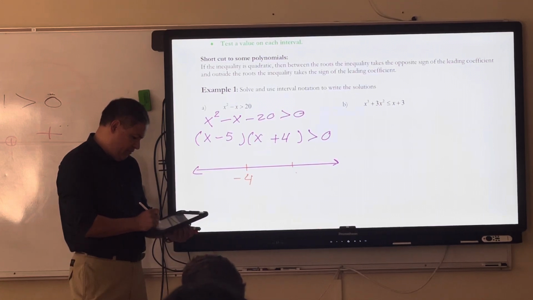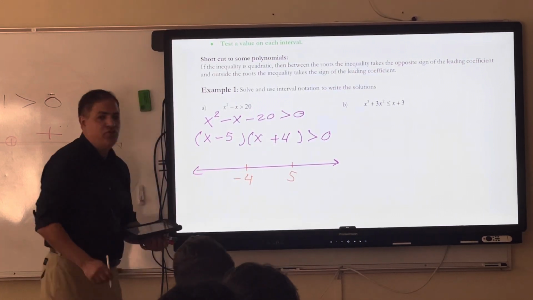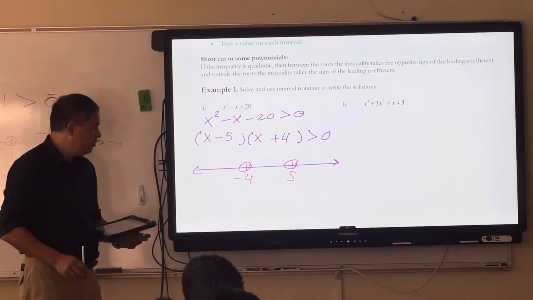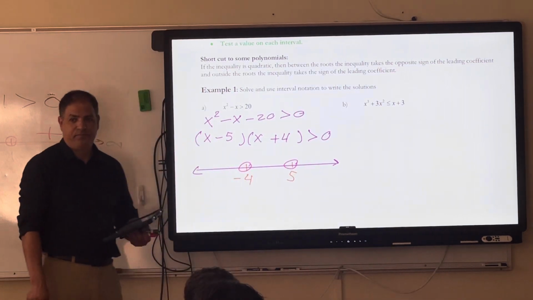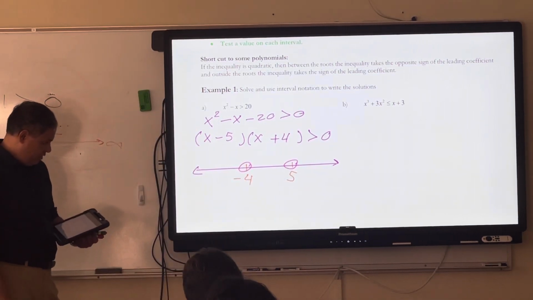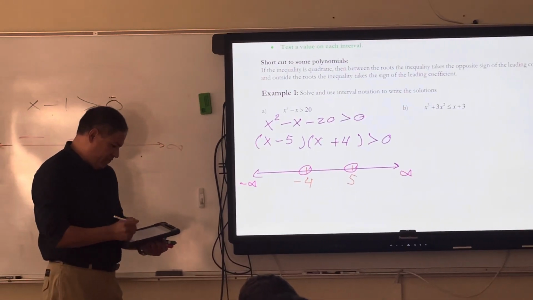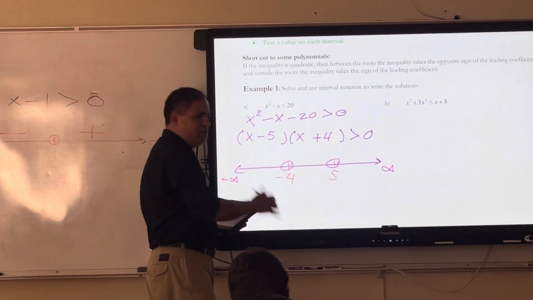-4 and then 5. Do we include the -4 and 5 or no? So we need an open circle, right? Why don't we include them? No equal sign. Good. The number line goes from -infinity to +infinity and everything in between. So what do we do next?